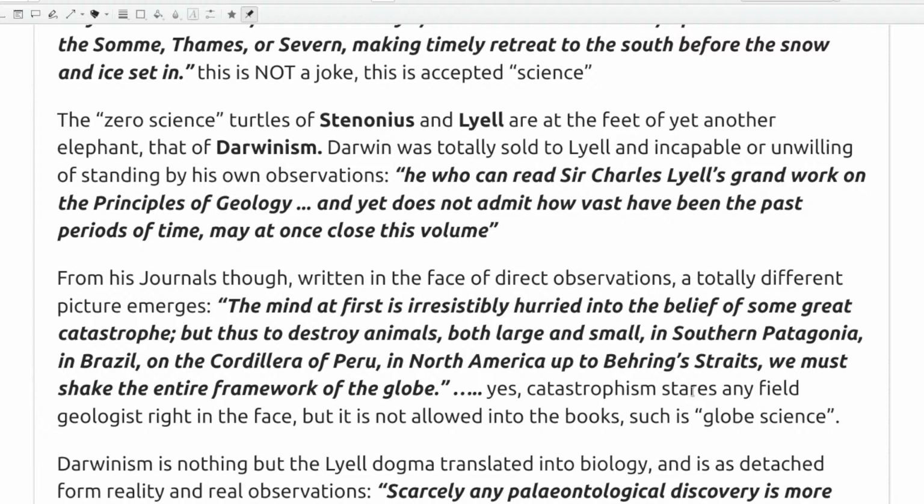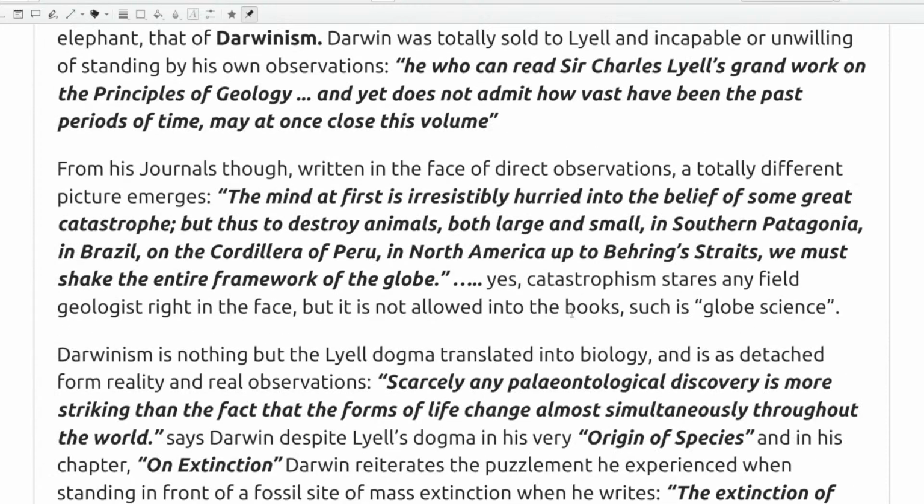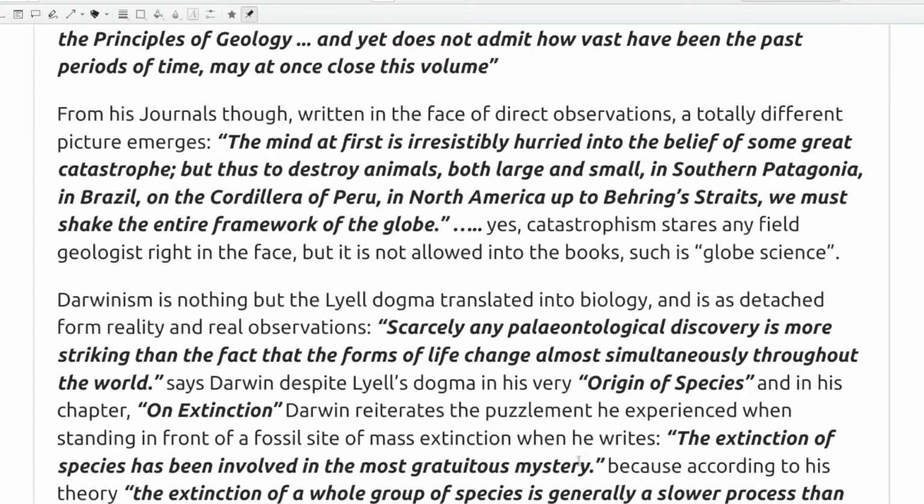He who can read Sir Charles Lyell's grand work on the principles of geology, and yet does not admit how vast have been the past periods of time, may at once close this volume." From his journals, though, written in the face of direct observations, a totally different picture emerges.